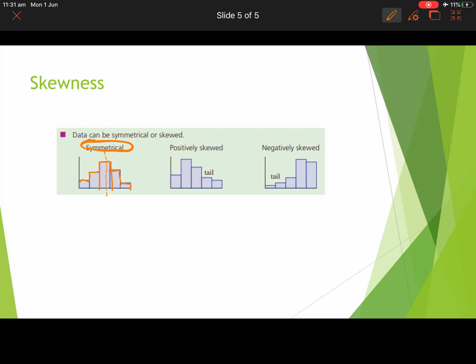We've got positively skewed. Okay, so that means if your data starts to get lower as you get higher, so it starts high and it gets lower, that's what we call positively skewed. Okay, and the alternative to that is negatively skewed. Okay, so you've got low data here and it gets higher and higher. We call it negatively skewed.